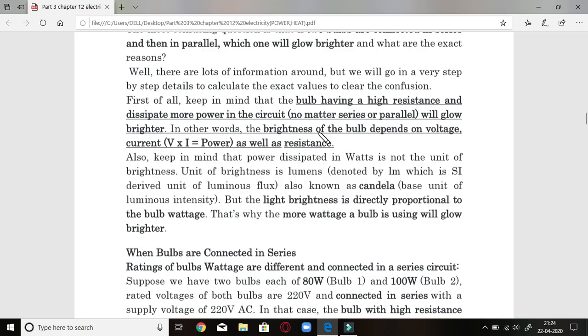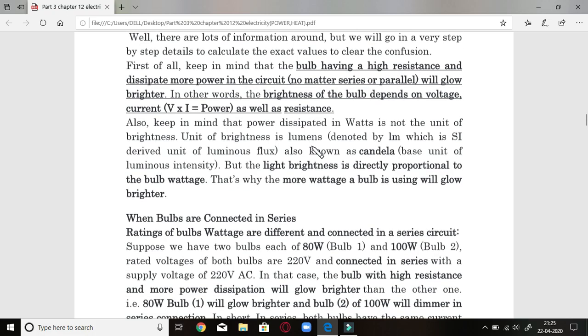So brightness depends on these values also. Next, keep in mind that power dissipated in watts is not the unit of brightness. The unit of brightness is lumens, also known as candela, but light brightness is directly related to the bulb wattage, that is, how much voltage we are providing them. That will give the brightness to the bulb. That's why the more wattage a bulb is using, the brighter it will glow.